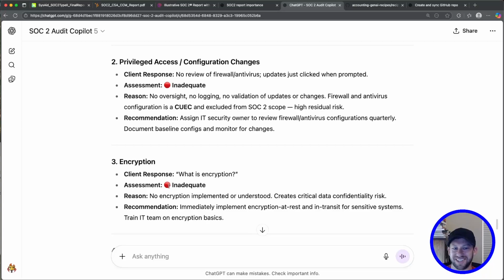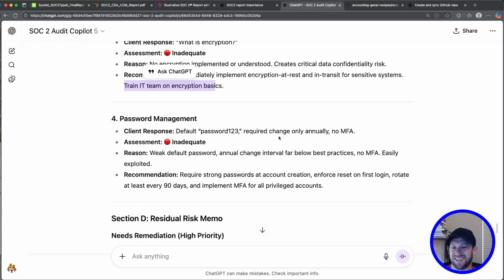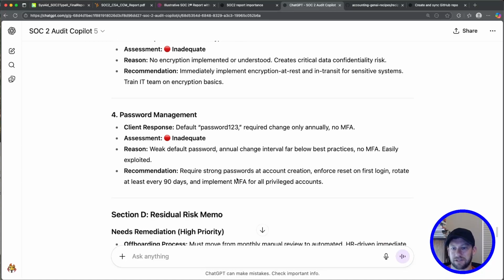Encryption. What's encryption? Inadequate. No encryption implemented or understood creates a critical data confidentiality risk. So immediately implement encryption at rest and in transit for sensitive systems. Train the IT team on encryption basics. That's great. Password management: default password, no MFA, required to change only annually. Inadequate because there's a weak default password, and an annual change is far below best practices, and with no MFA it's easily exploited. Very good. Require strong passwords at account creation, enforce reset on first login, rotate every 90 days, implement MFA. These definitely feel like best practices to me.